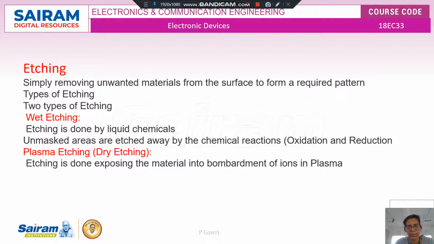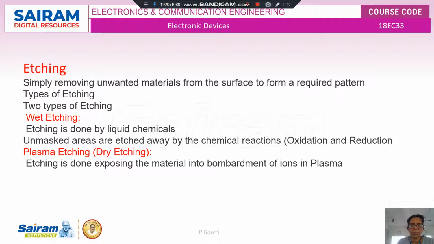So what is wet etching? Wet etching is nothing but the removal of the unwanted material on my wafer surface by means of liquid chemicals. When my wafer is dropped into the liquid chemicals, it may result in the removal of the material which is soluble in it. Plasma etching is otherwise called dry etching. Here the etching or cleaning process is done by exposing the material to the bombardment of ions which are present in the plasma.